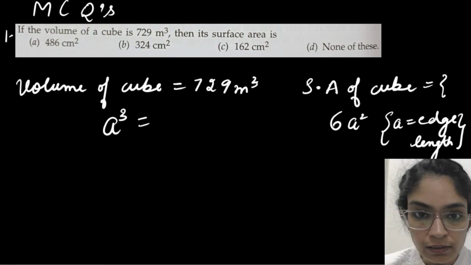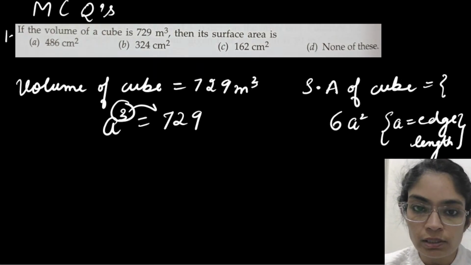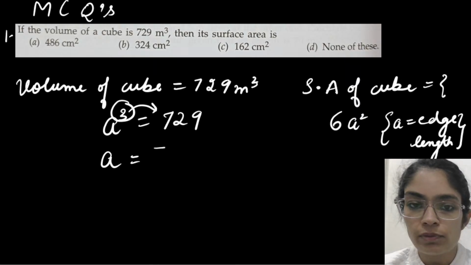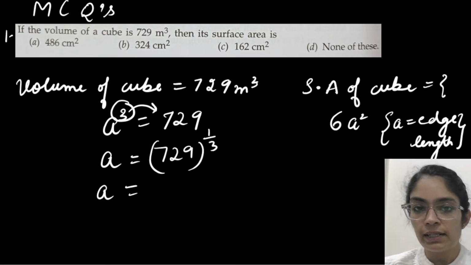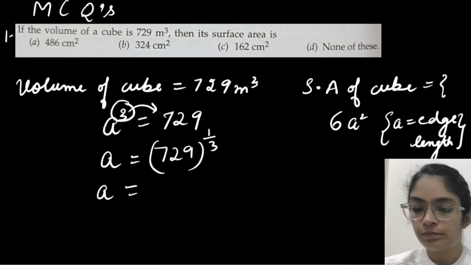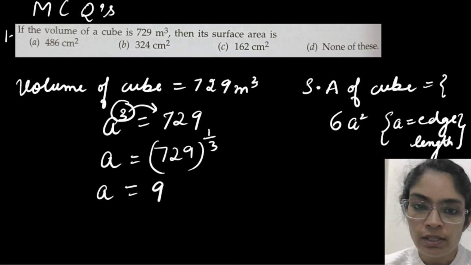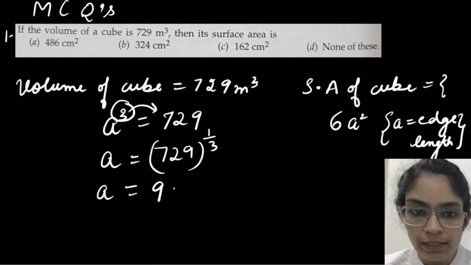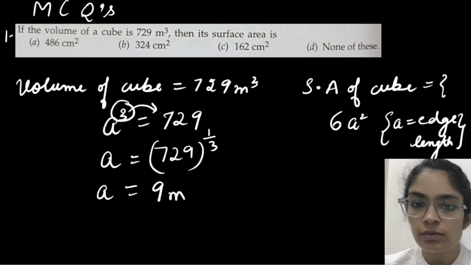So Nikhil has already done the answer also. So a cube is equals to 729. So this cube we will just shift to other side. When cube I am shifting to other side, it will become cube root. So what is the cube root of 729? 9. So cubes you should know, 1 to 20 at least you should know. 9 into 9 into 9 is 729. So edge length we found as 9 meter.